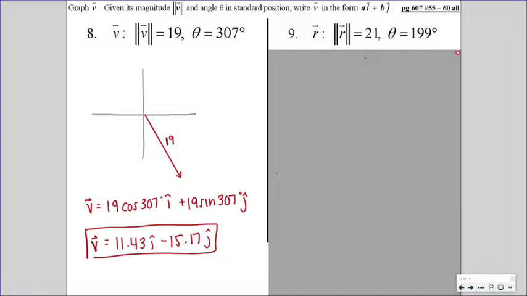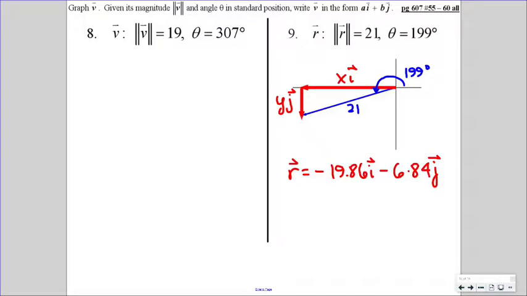Great. Pause the video, try number 9, and come back for the answer. There we go. Magnitude is 21. Theta is 199. We're in the 3rd quadrant, so sketching it just kind of gives us a way to really quickly mentally check, or visually check, the signs. Both horizontal and vertical components need to be negative, and that's what we get.